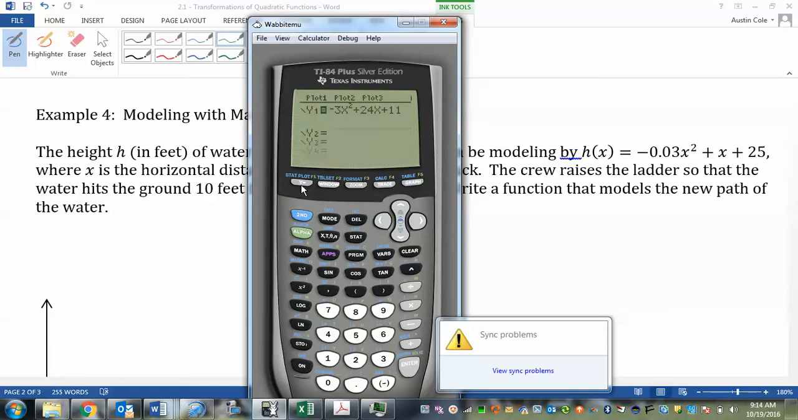Okay, so I'm going to go to y equals, and we need to type this in. So I'm going to do negative 0.03, I can't get mine to add that. Okay. x squared plus x plus 25. Now understand something.